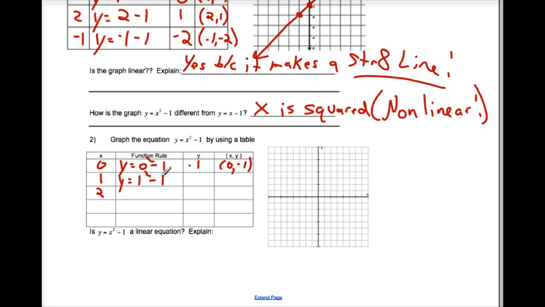Okay. What's 1 squared? 1 or 2? Think about it. What's 1 squared? 1. Because 1 squared means 1 times 1, which is still 1. The knucklehead kid says it's 2. Don't say it's 2. So 1 minus 1 is 0.